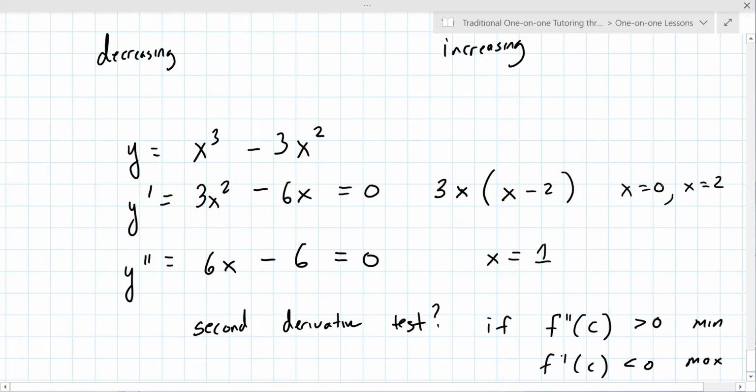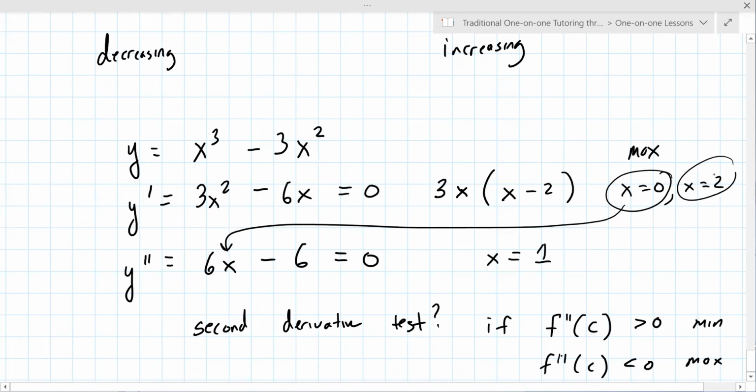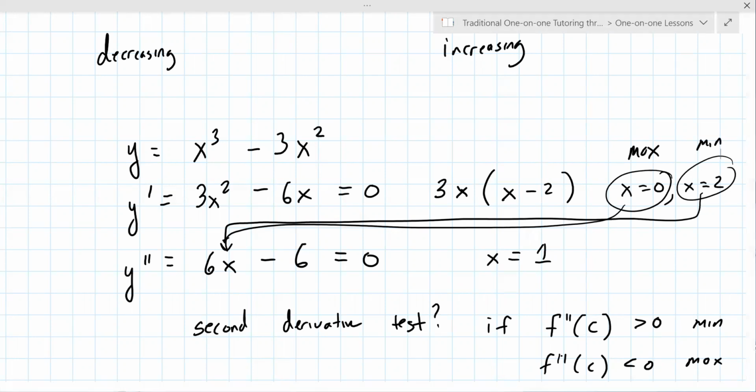Yeah. So when you put 0 in for x, what is the value? 6 times 0 is 0, minus 6 is negative. So f double prime of 0 is less than 0. So this is a max. Okay. When you put 2 in, 6 times 2 is 12. 12 minus 6 is 6. It's greater than 0. So this is a min. I think that's what this question is trying to get you to see, but it's done very poorly.